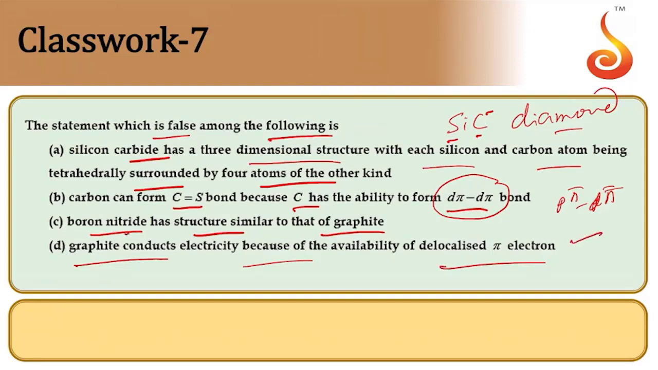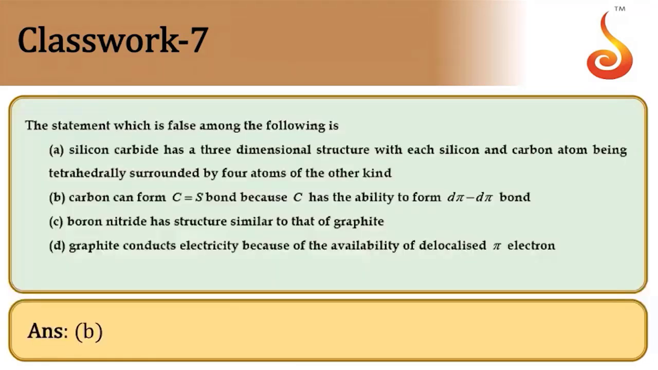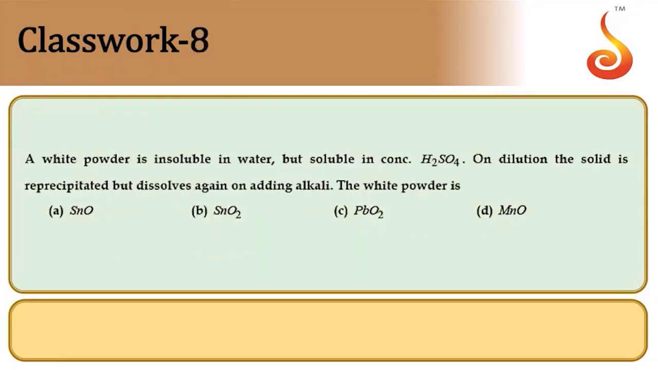Boron nitride and graphite have similar types of structures. In silicon carbide, each silicon is surrounded by 4 carbon atoms and each carbon is surrounded by 4 silicon atoms. And carbon cannot form d pi multiple bonds. It can form only p pi multiple bonds because carbon doesn't have vacant d orbitals. Therefore the answer is option C. So option B, that it cannot form d pi multiple bonds.